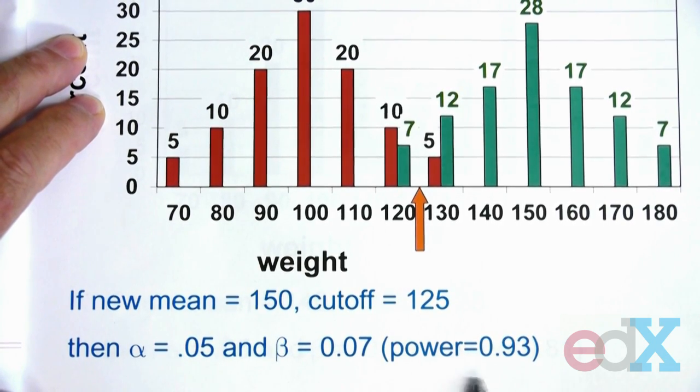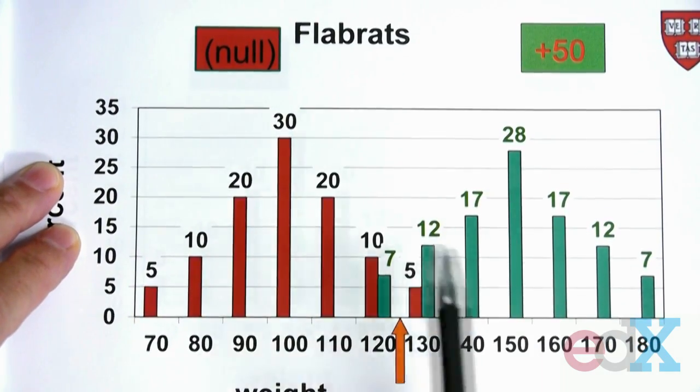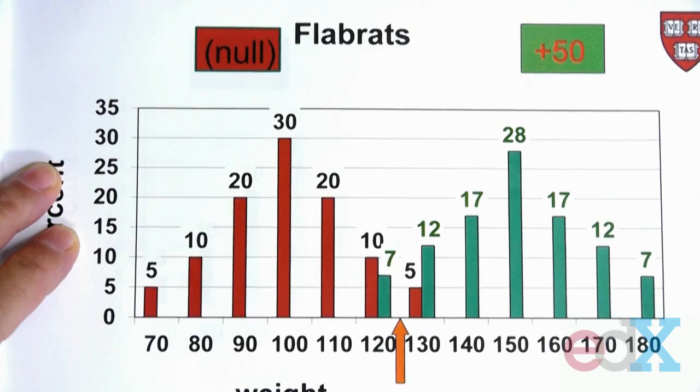So, of course, 1 minus beta is the power. So we have 93% power. What we say is we have 93% power of distinguishing between the null distribution and the plus 50 diet.